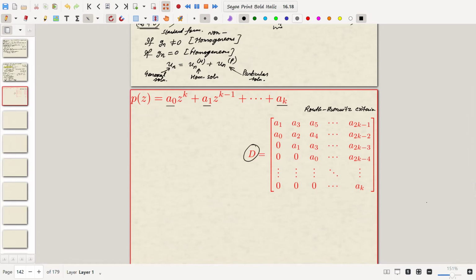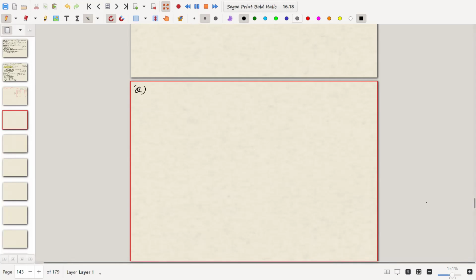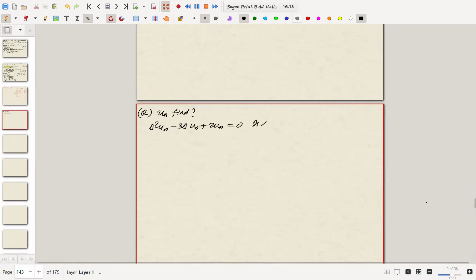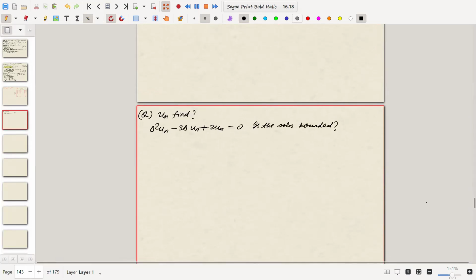So the next class will be a bit more theoretical. But after doing that theory, you can actually solve these kinds of questions: find the general un where you have this equation, find what u1 is based on this equation, and more importantly, is the solution bounded? So after you learn the theory, you will be in a position to solve this.